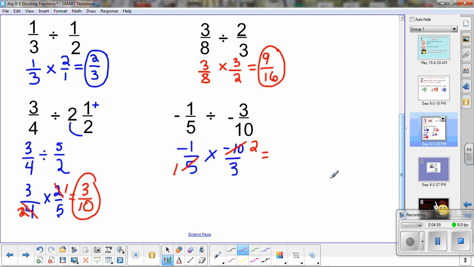I also like to figure out if my answers can be positive or negative before I do my multiplying so I don't forget about the sign later. A negative times a negative is always positive. Remember, bad things happening to bad people is good. 1 times 2 is 2, and 1 times 3 is 3.